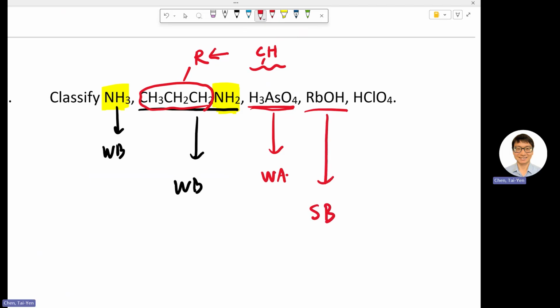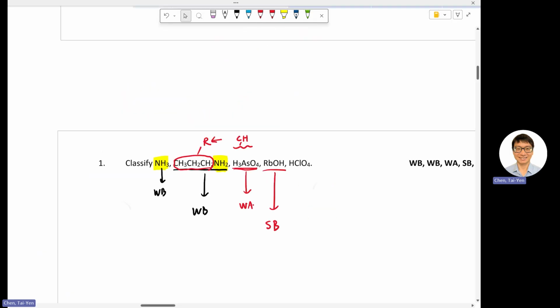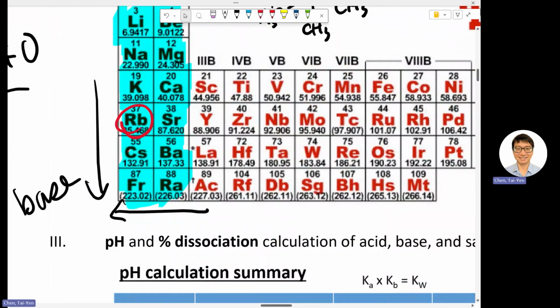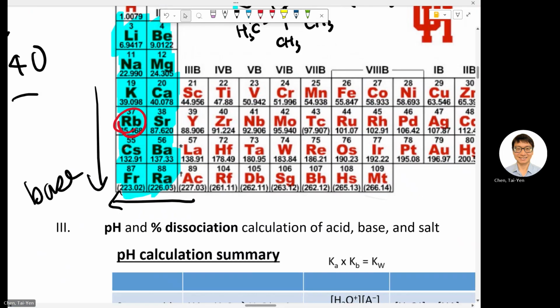Strong base, right? So the functional group of this molecule is that OH, right? And then start to see the remaining part, the Rb. That's the time that you want to go back and check your periodic table, right? Rb is your 1A element. So if you have a 1A or 2A element associated with hydroxide, which is OH, oxide, which is O, or hydride, which is H, then it will be a strong base.